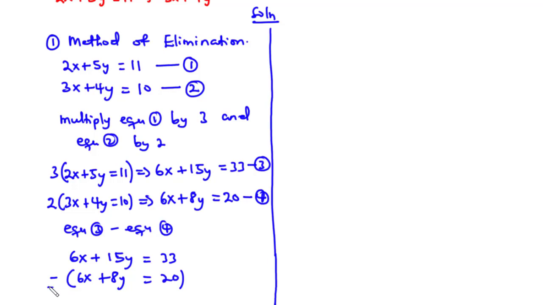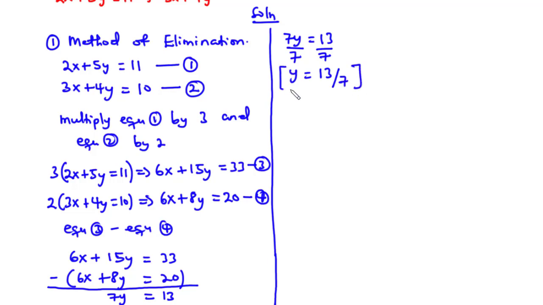So let's do the subtraction. 6x minus 6x is 0. 15y minus 8y is 7y. 33 minus 20 is 13. Therefore, we have 7y equals 13. We divide through by 7, and then we have the value of y to be 13 over 7. So this is the value of y.